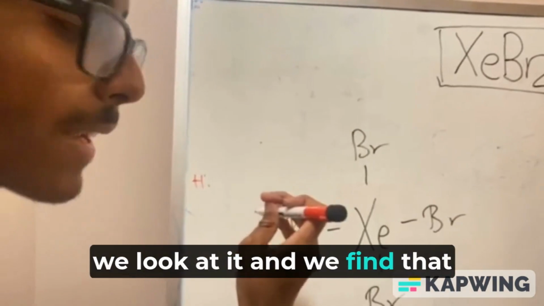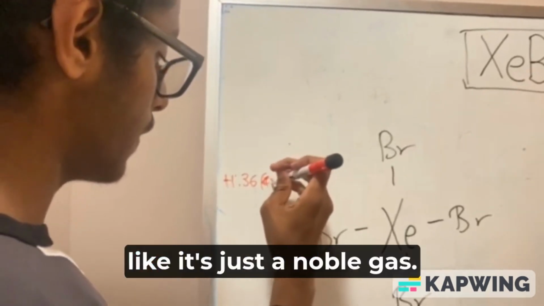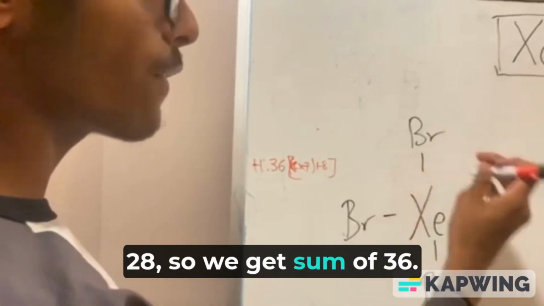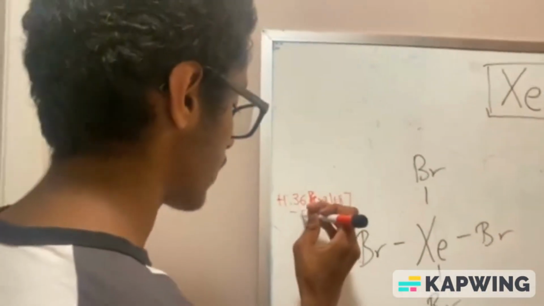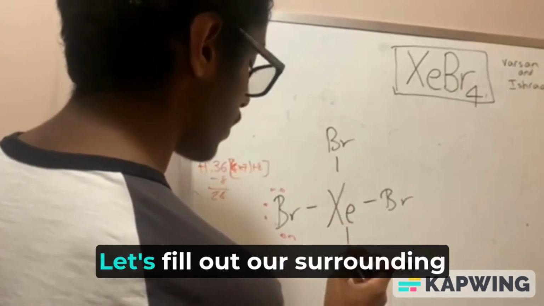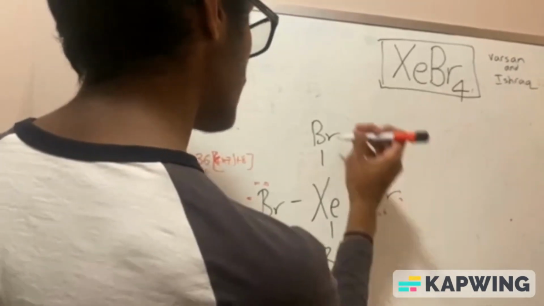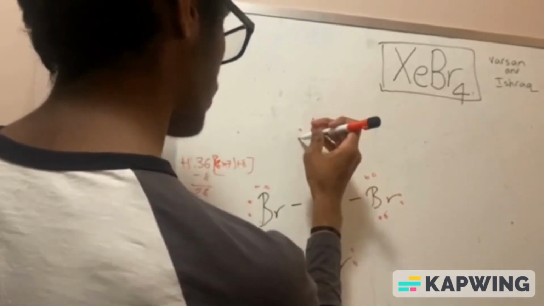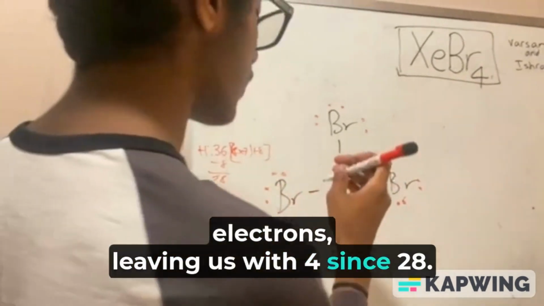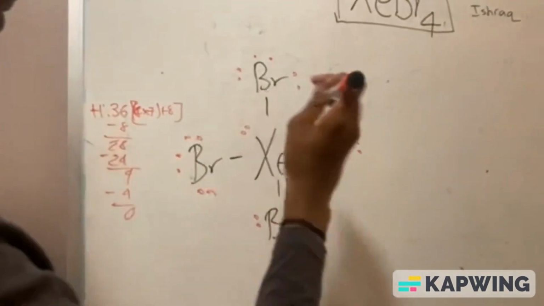We look at it and we find that xenon has 8 electrons because it's a full noble gas, and bromine each has 7, 7 times 4 is 28, so we get a sum of 36. Now, we're going to subtract 8 because each bond has 2 electrons. Now, let's fill out our surrounding bromine atoms, 6 for each. And that takes up 24 of our electrons, leaving us with 4. 28 minus 24 is 4. So we're going to put down the 4 as 2 lone pairs. Each lone pair has 2 electrons.